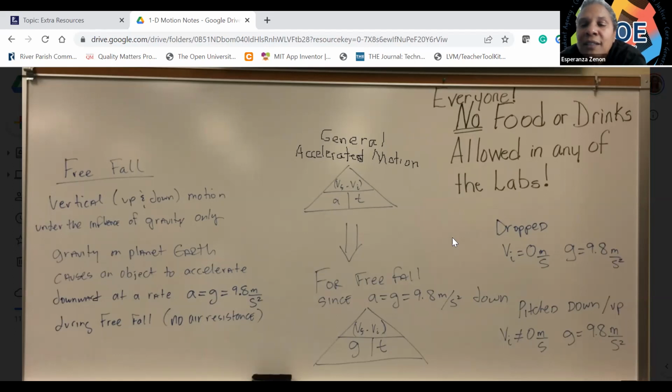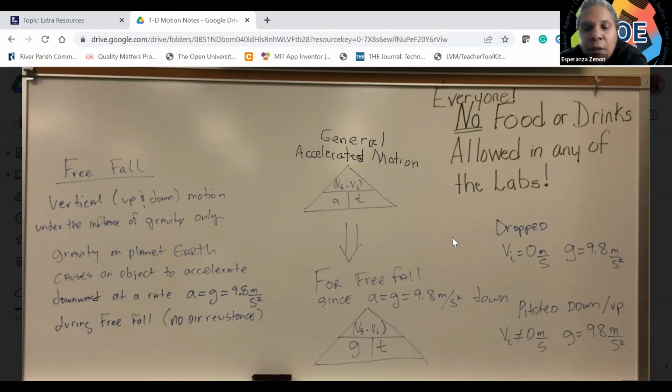This is where students get into trouble, because they think pitching it up, throwing it down, you're exerting more force. So that's not going to be free fall. No, the moment it leaves your hand and gravity takes over, no air resistance, that's free fall. Meaning what? The acceleration is always 9.8 meters per second squared.